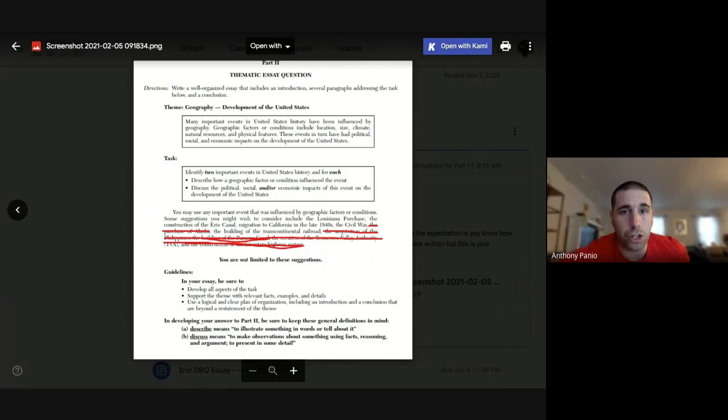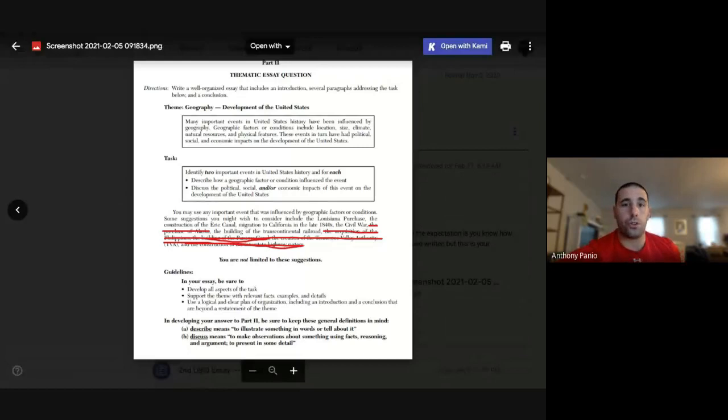Okay. The construction of the Erie Canal. Okay. How did the geography lead to that? Okay. What geographic factors led to that, and how did geography and the country change after we created the canal? The migration to California in the late 1840s. Okay, think about the Mexican-American War. Think about the Gold Rush. Okay, how did geography play an impact in that? Big one, the Civil War. How did geography play a huge impact in the Civil War? Okay, think about the North and the South, and think about how that literally, the geography led to some huge problems. And the last choice is the building of the Transcontinental Railroad.